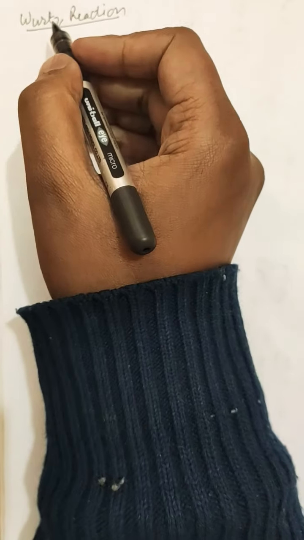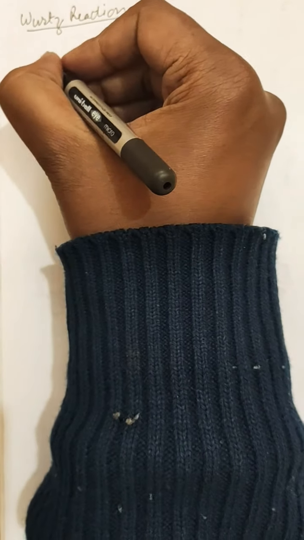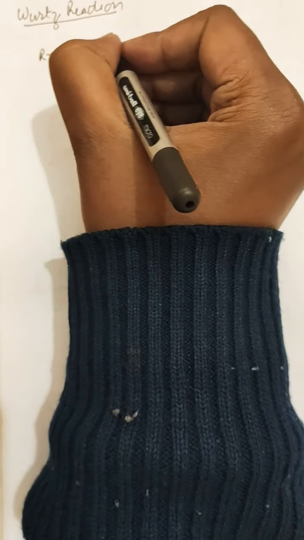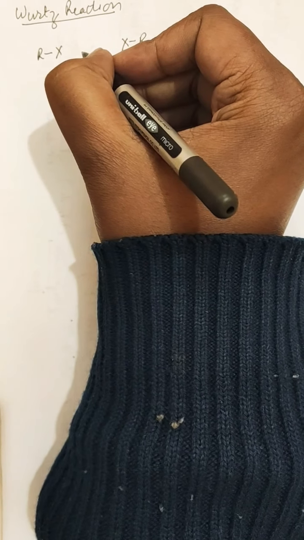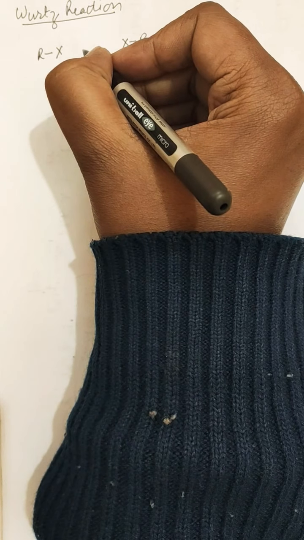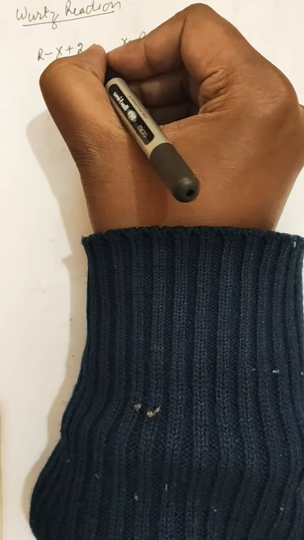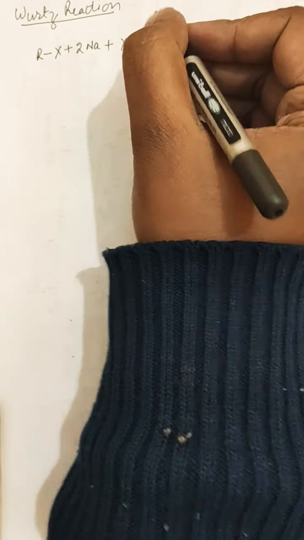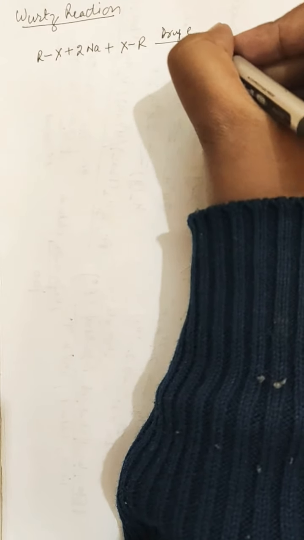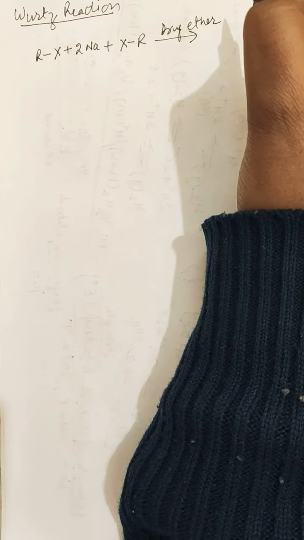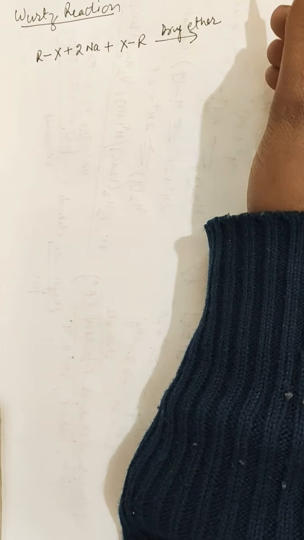So in the last lecture I was telling you about the synthesis of alkanes. The next method of synthesis of alkane is the Wurtz reaction. Wurtz reaction means when two molecules of alkyl halide, this RX is alkyl halide and this is the same RX, two molecules of alkyl halide react with two atoms of sodium in dry ether. A higher alkane is obtained. This is called the Wurtz reaction.